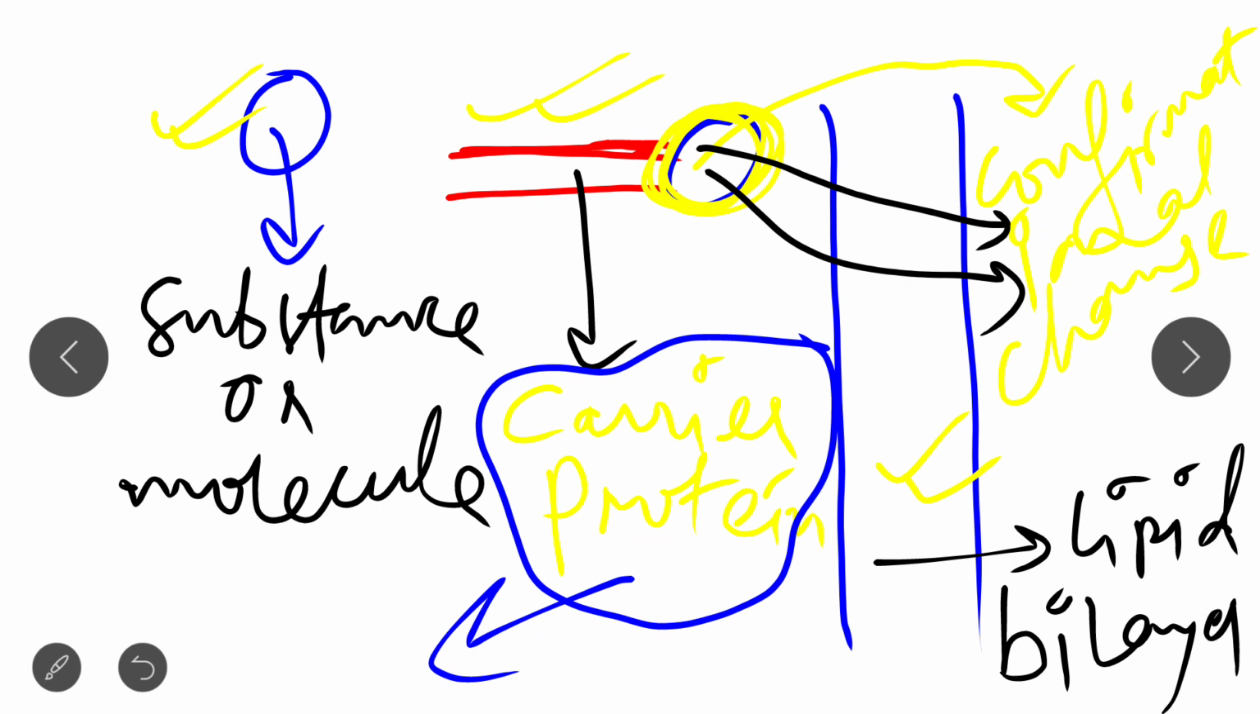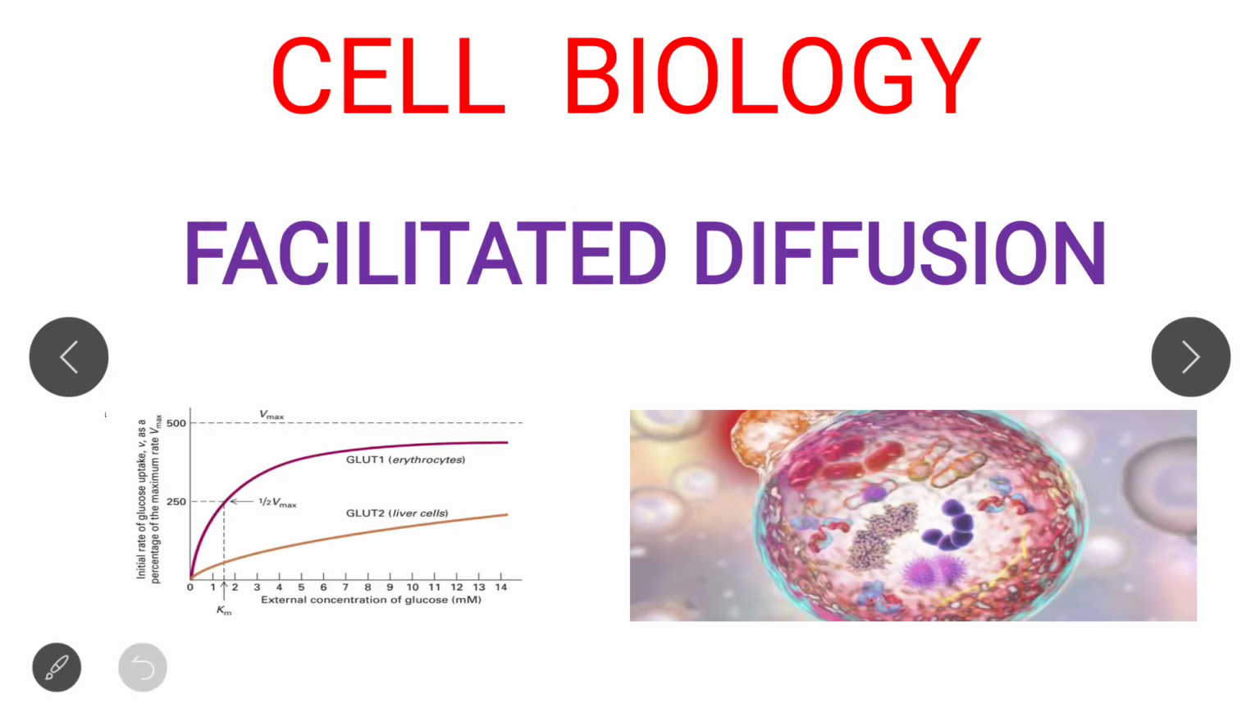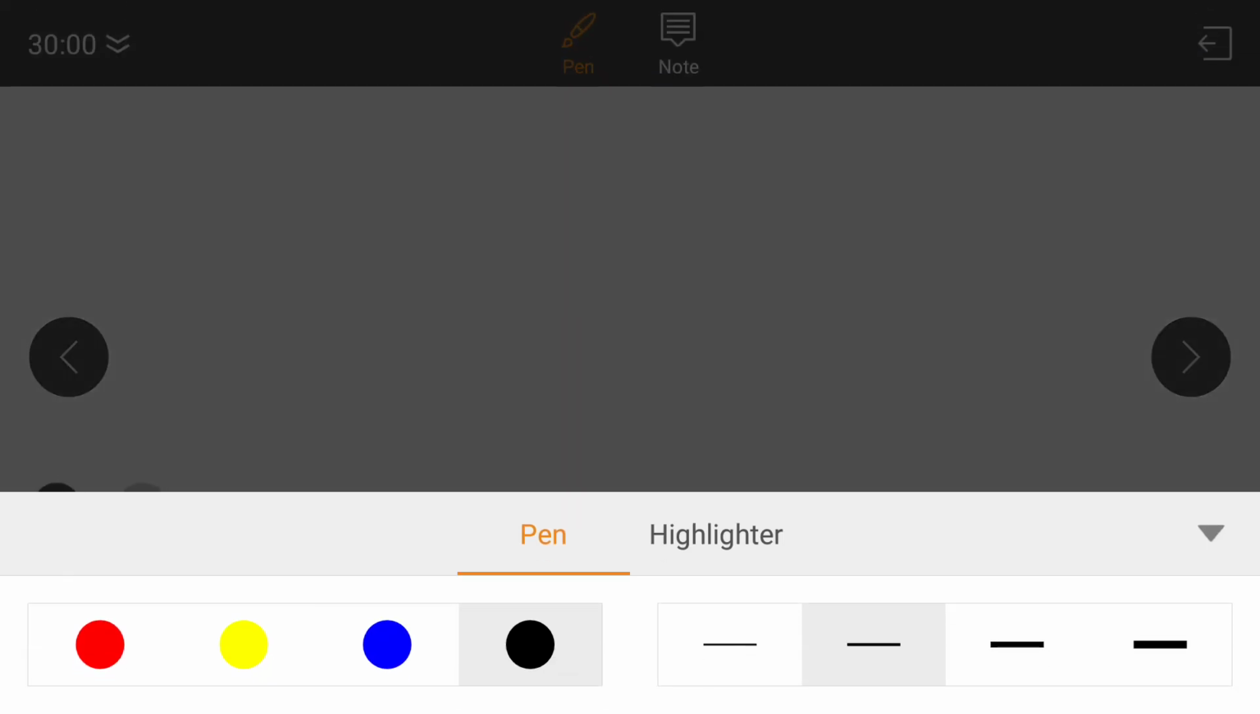Because of this long process, first bind, then make a conformational change, and only then it can pass across the bilayer, it requires more time as compared to channel mediated protein. Clear. Now let's look at the diagram of channel mediated protein, how channel mediated protein transports the molecule across the bilayer.